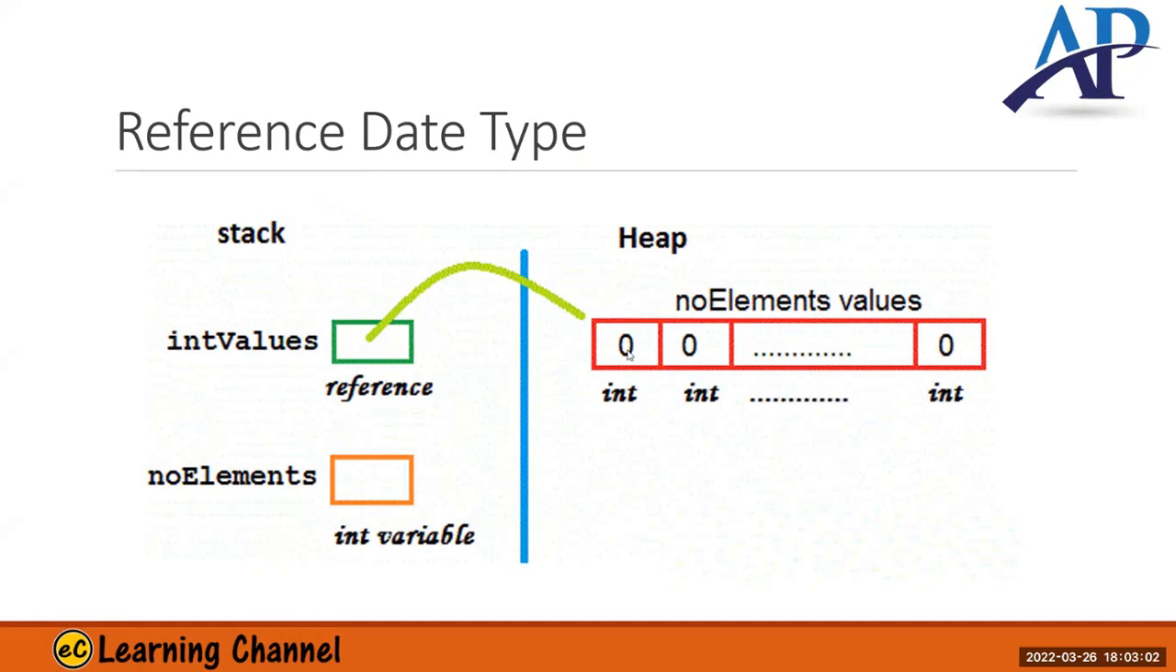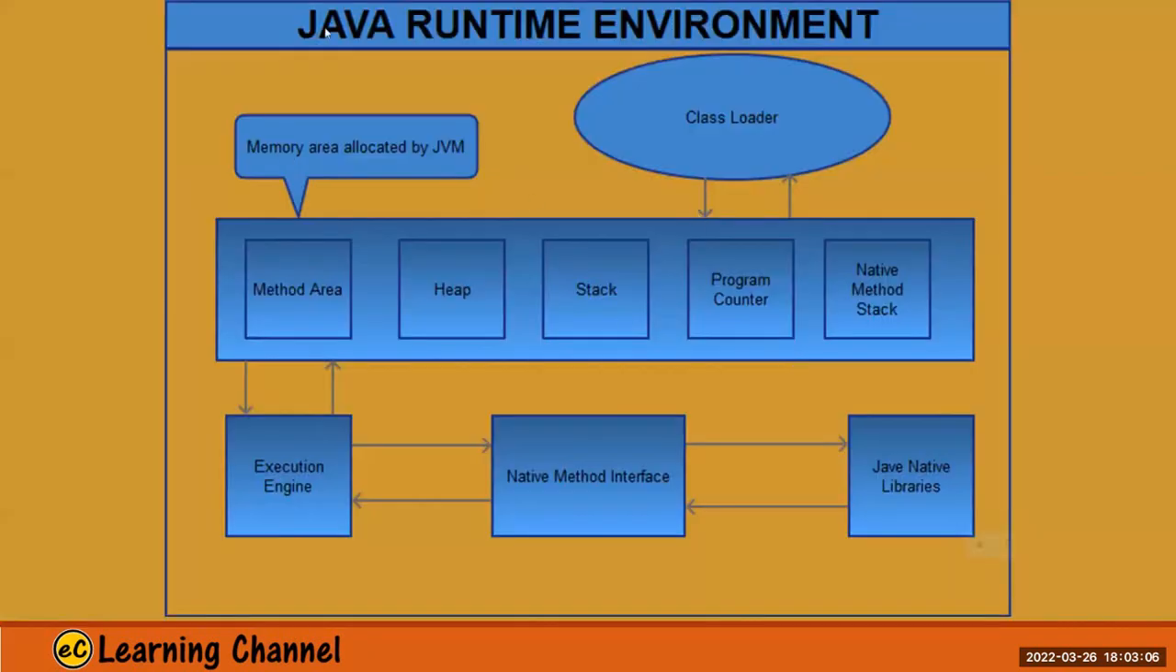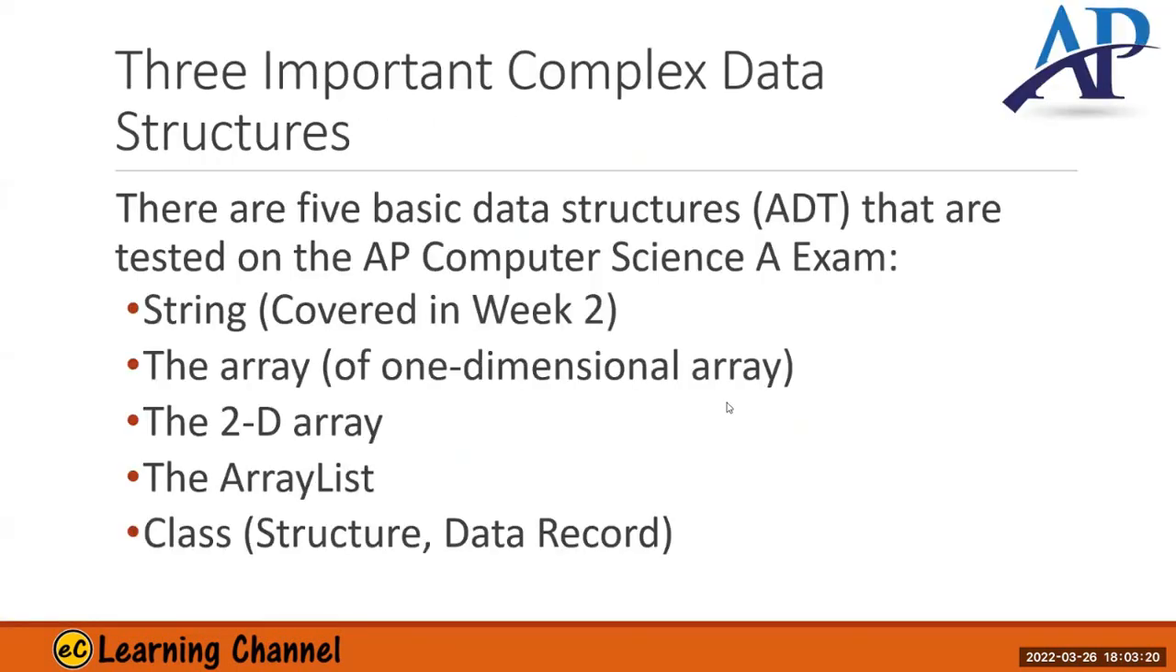So that is reference data type. This one, I think we discussed before, so I won't repeat it. Basically your constants will be stored in the method area, your local variables stored in the stack, your dynamic objects stored in the heap. These are some concepts you must have. In chapter 7, we primarily focus on array, two-dimensional array, and array list. And class and string have already been covered.